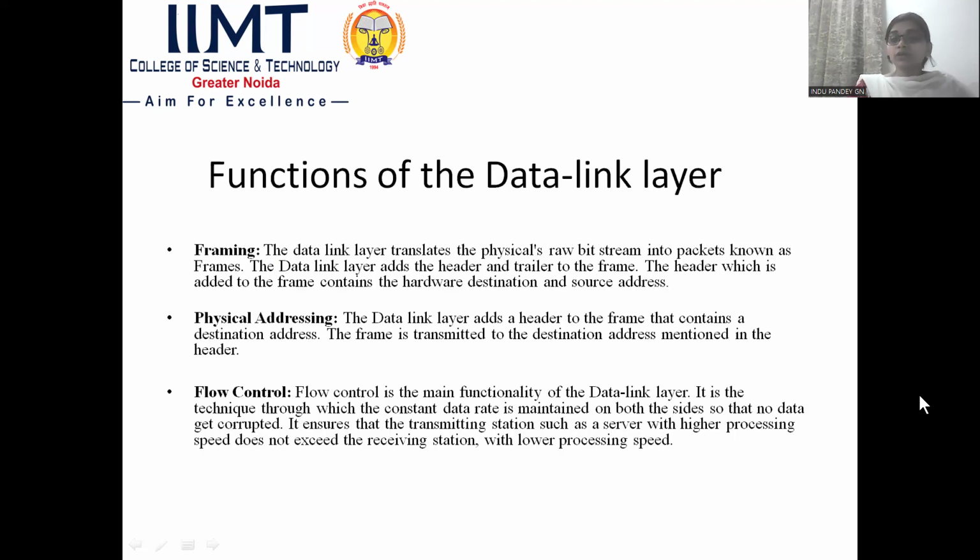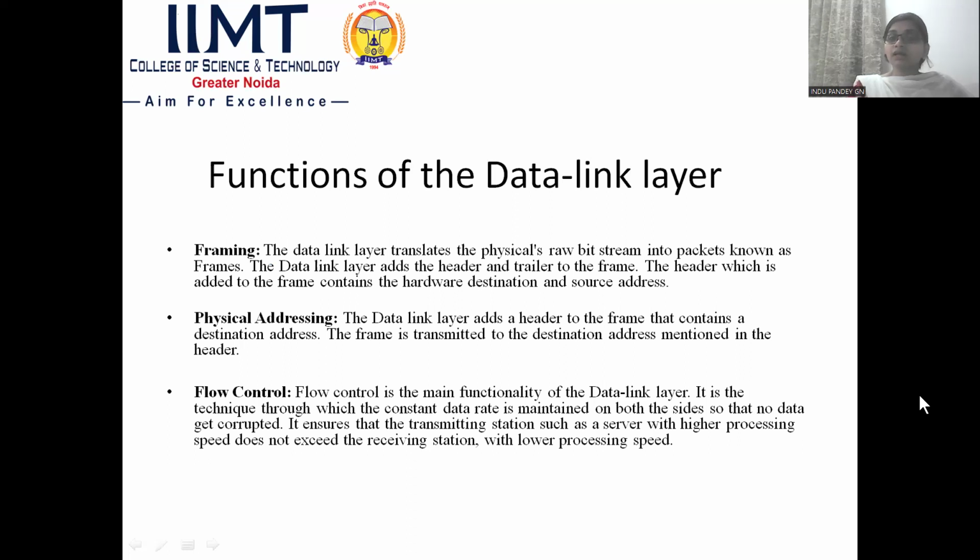Some of the important functions of the data link layer are framing. The data link layer transmits the physical raw bit streams into packets known as frames. As we know, data is transferred in the form of bits, and this collection of bits is called a frame. In the data link layer, these frames are transmitted from the sender side to the receiver side. The data link layer adds the header and trailer to the frame.